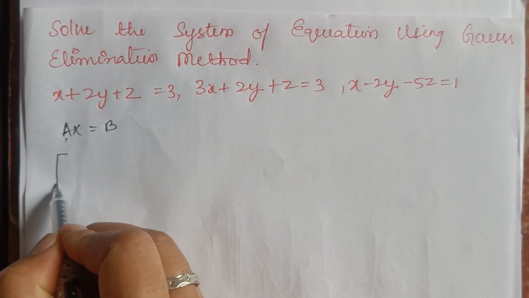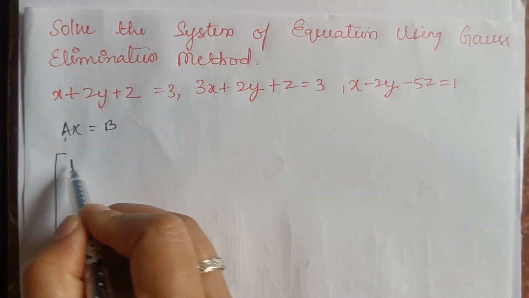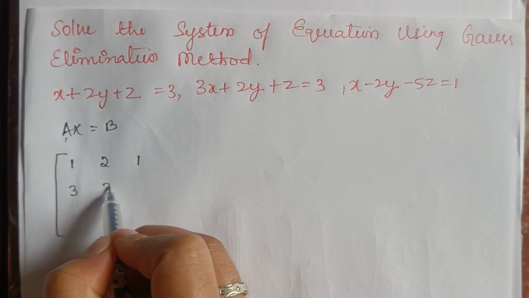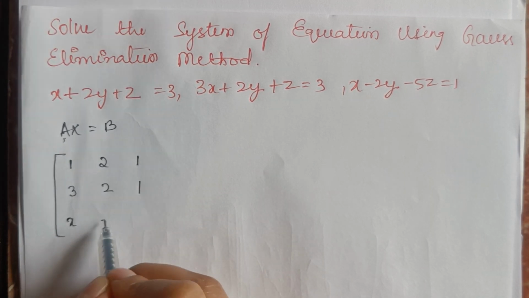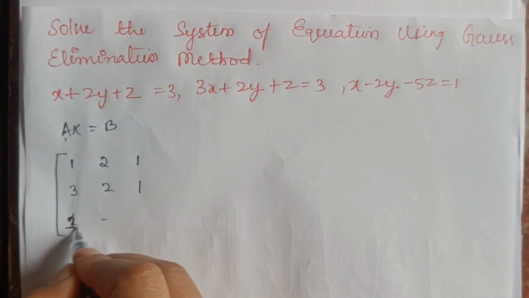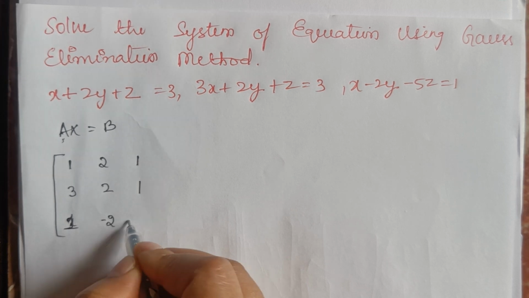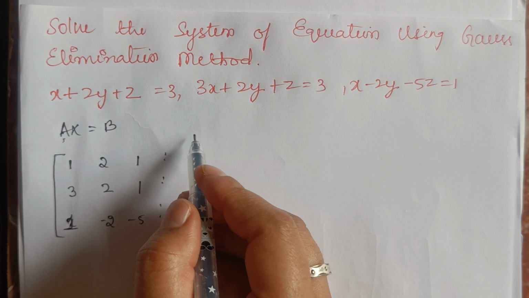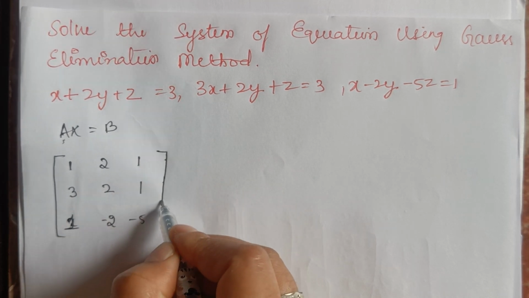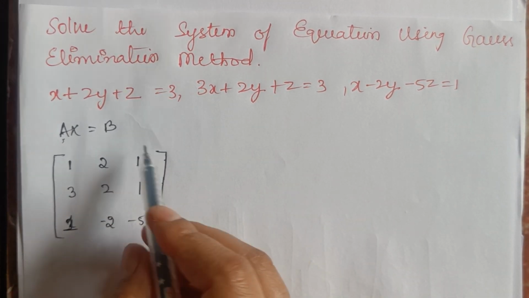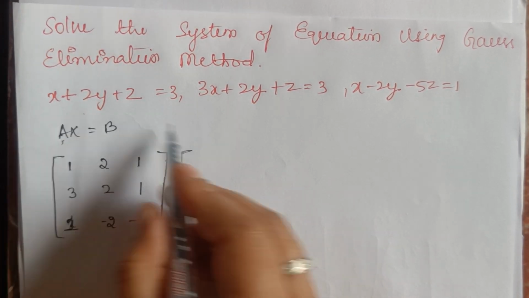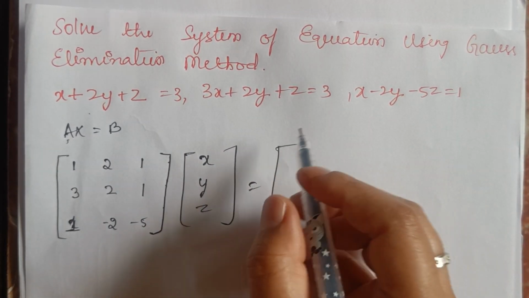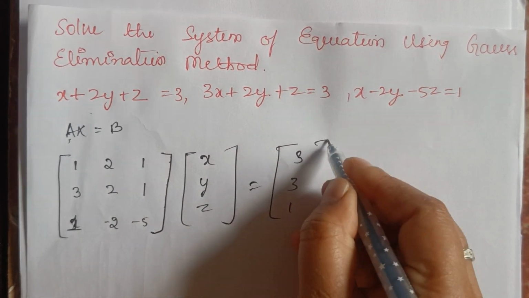So let me write it. A is 1 2 1, 3 2 1, and 1 minus 2 minus 5. So this is A, and this is the unknown x, y and z, which equals the constant matrix 3, 3 and 1.